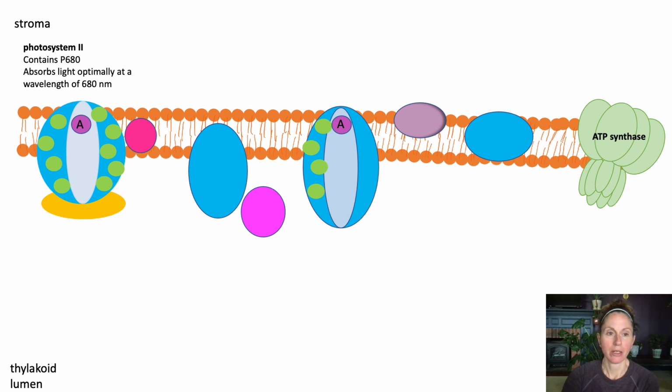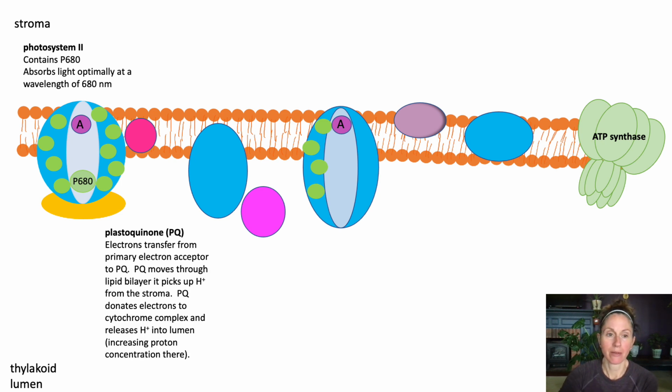First we have photosystem 2, and remember from our last lesson, photosystem 2 comes first in the photosynthesis pathway, but it was discovered second, so that's why it is photosystem 2. This contains the chlorophyll A, P680, which best absorbs light at the 680 nanometer wavelength.